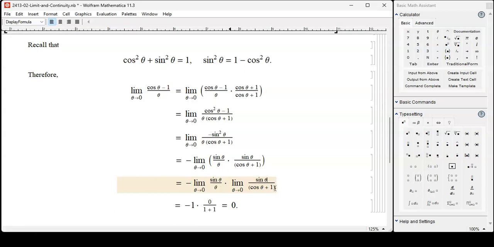Sine of theta over cosine of theta plus 1, which is over 1 plus 1, excuse me. Cosine of theta is going to 1. So that's a trivial limit here. So times 0, you're going to get 0.